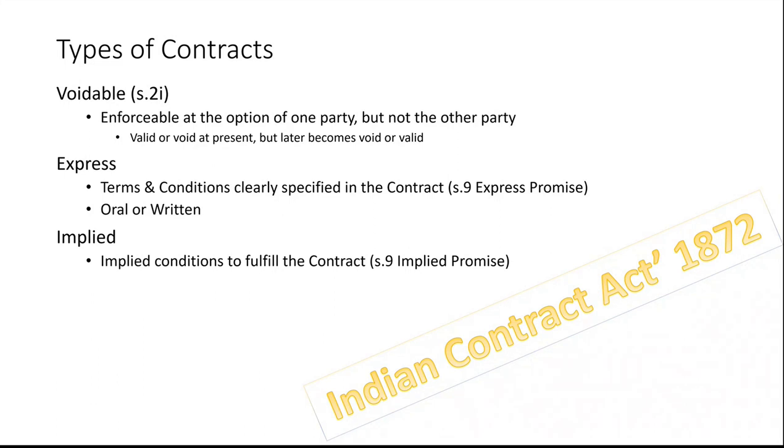Okay. Implied condition to fulfill the contract. As we discussed, it should go quick. Bilateral versus unilateral: where the obligations are on both the parties, it's bilateral. When the obligation is only on one party and the other party is only going to pay for it or give a consideration, it's unilateral. Simple.